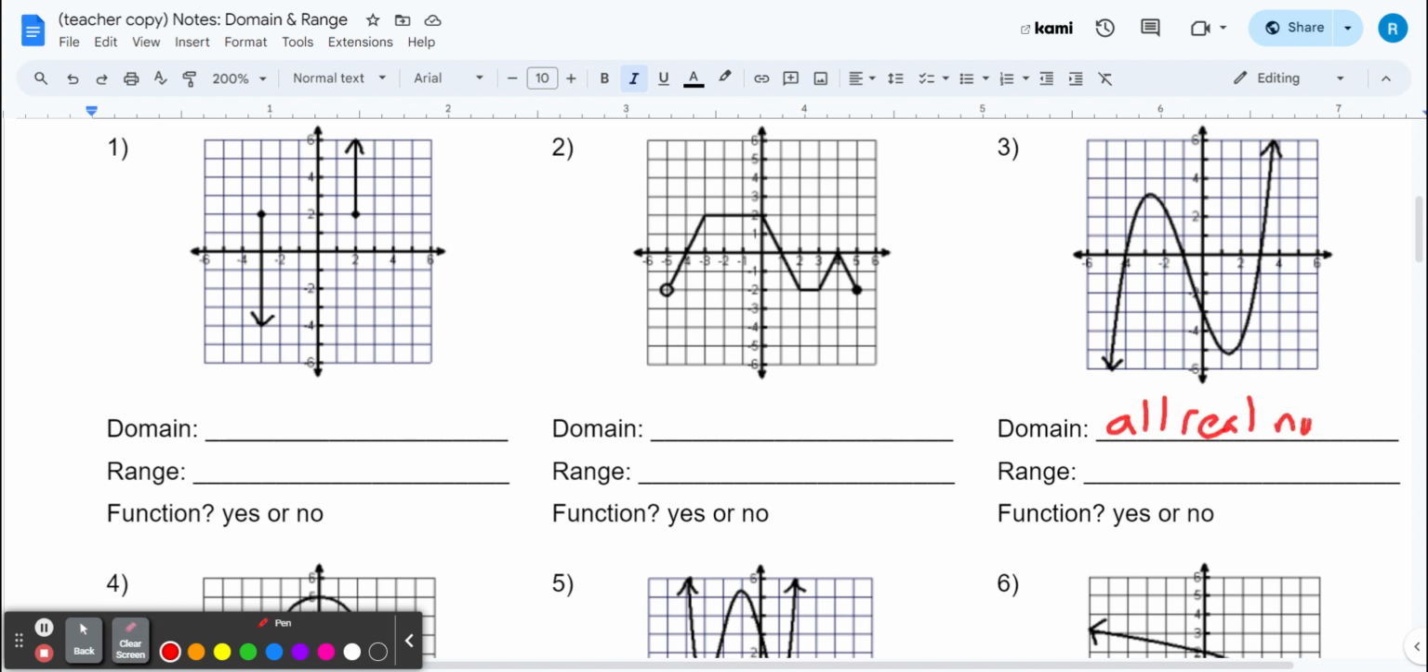All real numbers. Sorry about that bell for those of you that were listening on high volume. Okay, and then if we run that vertical line test to see if this is a function, we can trace any vertical line here. And we see that, hey, our graph is only getting crossed once by that vertical line. So this is indeed a function.